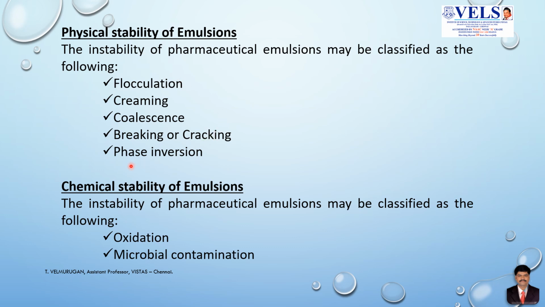Next, the chemical stability of the emulsion. The instability of the pharmaceutical emulsion may be classified as the following: oxidation and microbial contamination. This is the chemical stability of the emulsions. Okay, we will discuss this in another video.